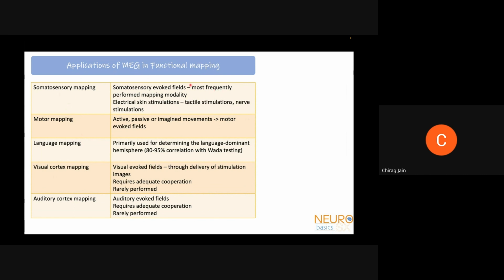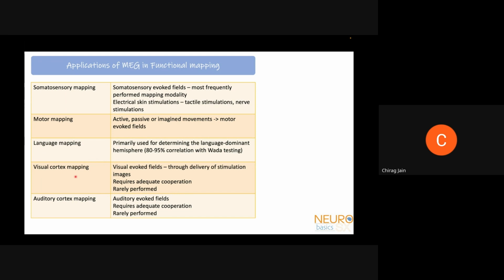The most commonly performed modality is actually somatosensory evoked field. The results are in the form of evoked fields, which can be obtained either by directly touching that area or by electrically stimulating the nerve. You can also do motor mapping with either active movements, passive movements, or even ask the patient to imagine movements. Even imagined movements can produce a motor evoked field. So for example, if the patient is paralyzed, you can just ask them to imagine that movement. For language mapping, it has an 80 to 95% correlation with Wada testing for lateralizing.